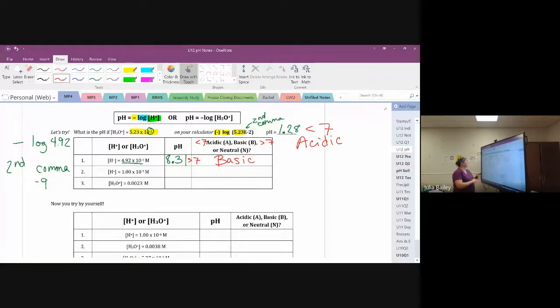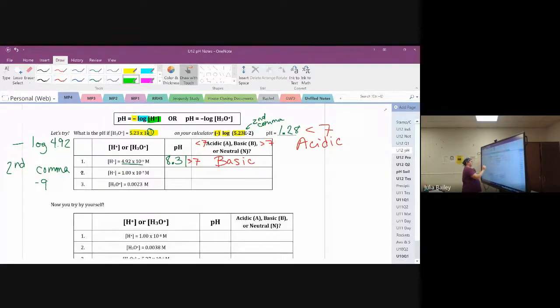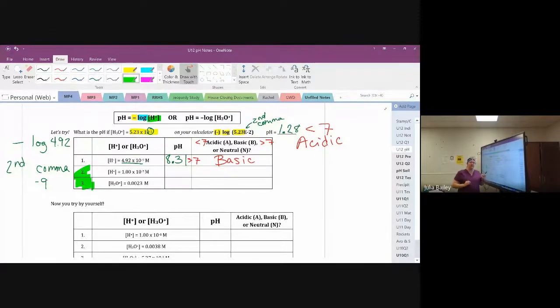Okay, at this time, again, pause the video and try number 2 and 3 yourself. And after you try number 2 and 3 yourself, unpause the video and check yourself, because I'm going to put the answers in the video right there.